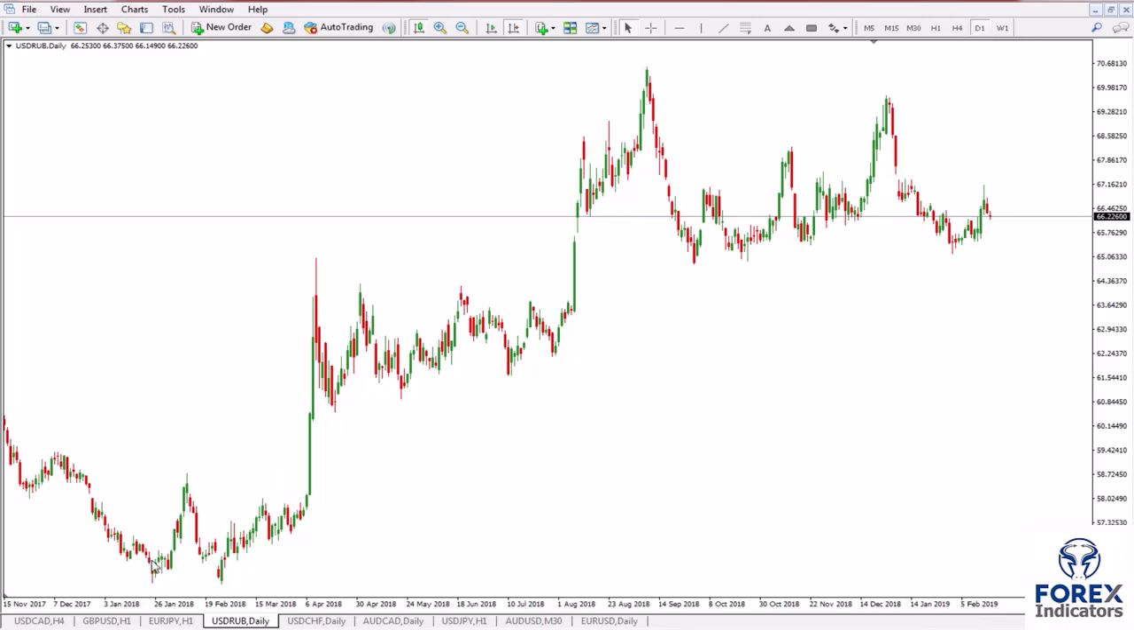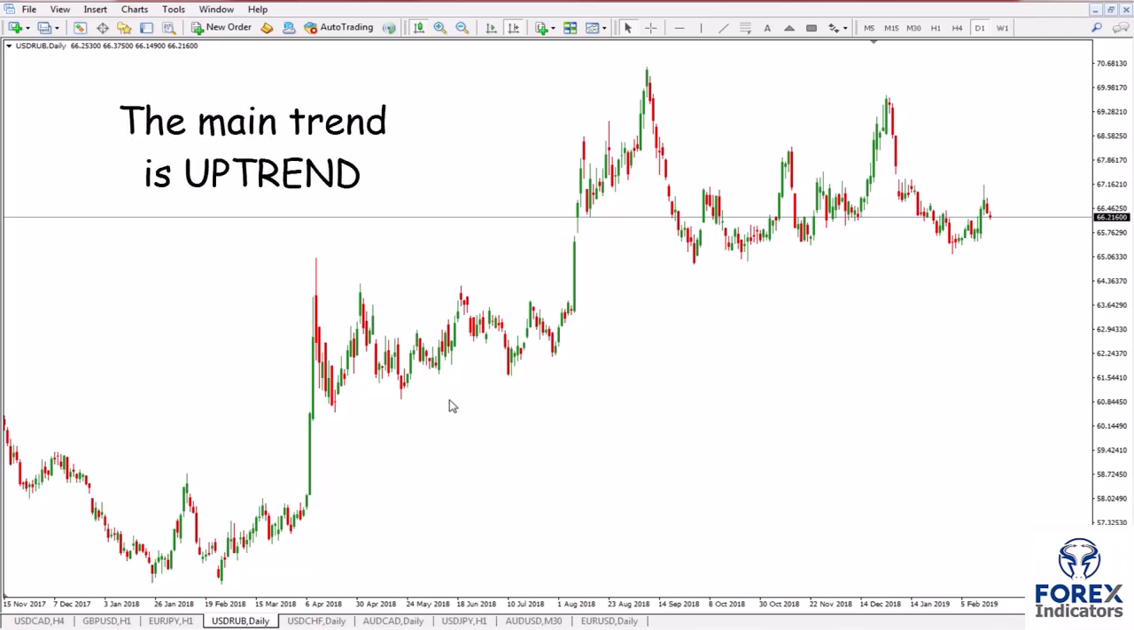The D1 chart is active in front of you, and we can see that there is a clear uptrend on the US dollar-Russian ruble currency pair. It was formed from January 2018 to February 2019, which means more than a year. What can we conclude? We can conclude that the long-term trend on the US dollar-Russian ruble currency pair is growing, which means that in the long term the dollar is growing against the ruble.